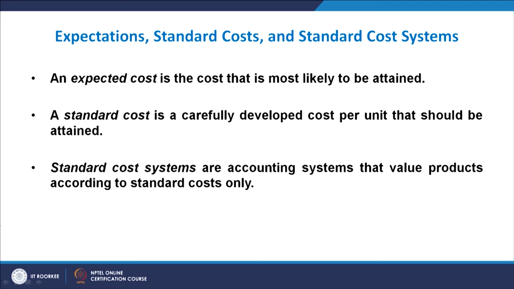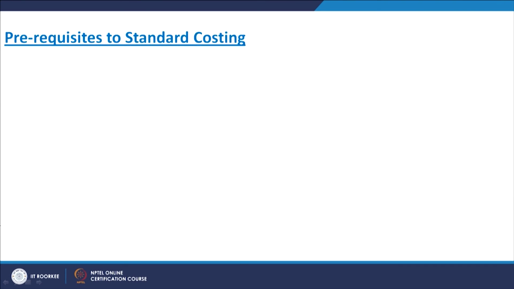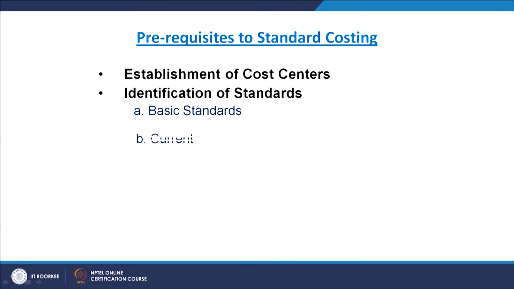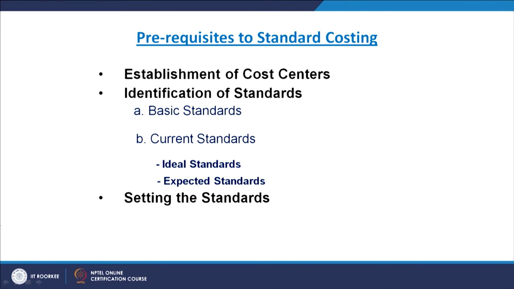So, in this case you can understand the difference between the expectations, standard cost and the standard cost system, right. Now, we go further and try to know something about the standards, and then the different types of standards, and then we will see the difference between these standards, and second, how to develop these standards. So, what are the standards, what are the prerequisites of the standards, and how we can develop these standards, all this I will discuss with you in the next class. Thank you very much.